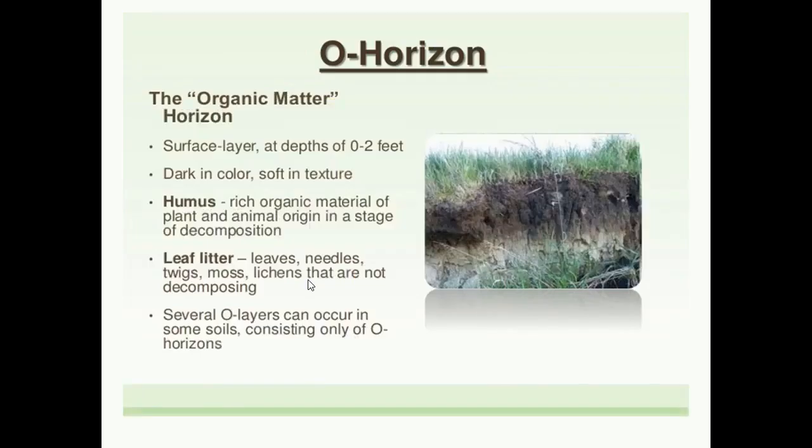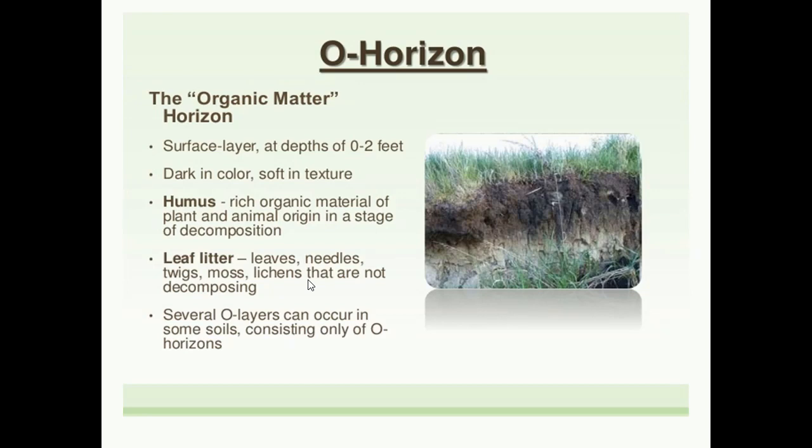Next, coming to the different horizons, first one is the O horizon. This is nothing but the organic matter horizon. It is the surface layer. We can observe the picture. It shows the O horizon. It is the surface layer at a depth of 0 to 2 feet only. It is dark in color, soft in texture. We can observe the texture of the particular soil. It is soft, and that is the upper portion of the soil.